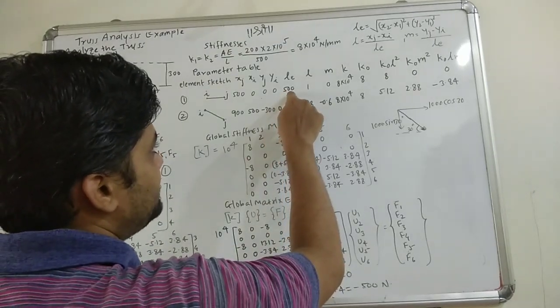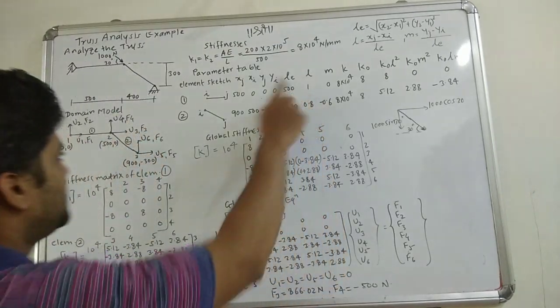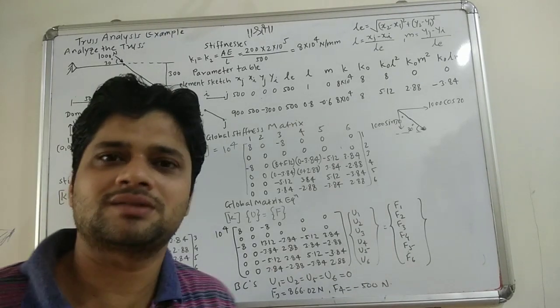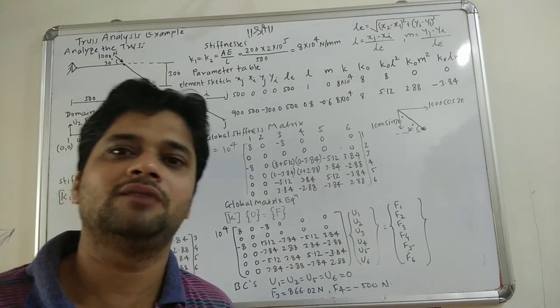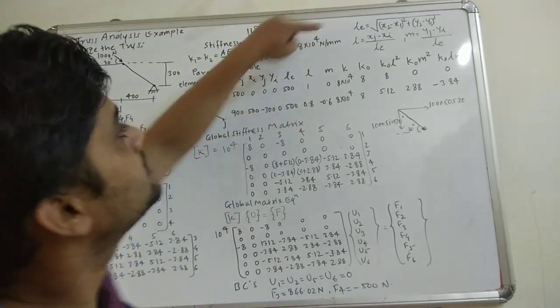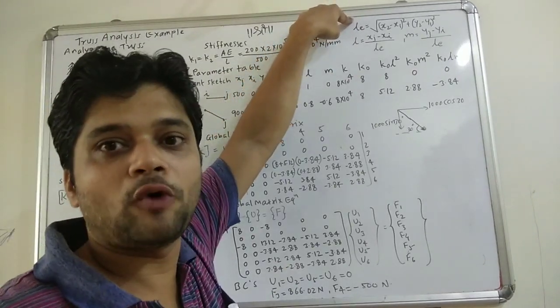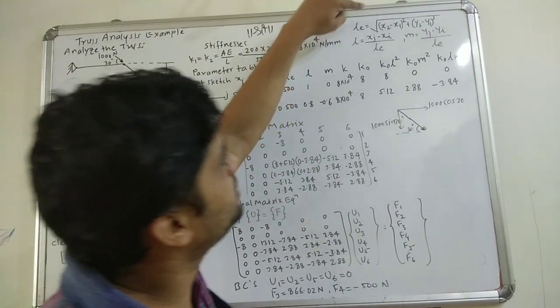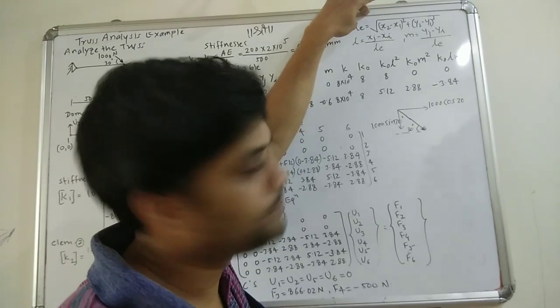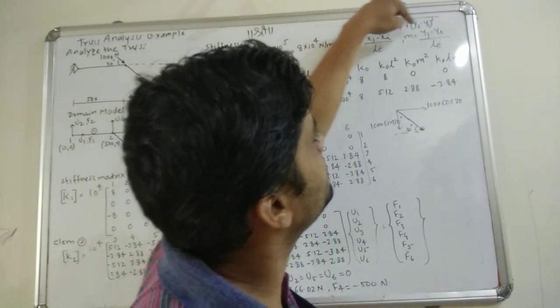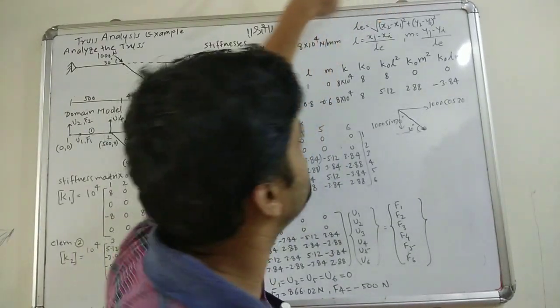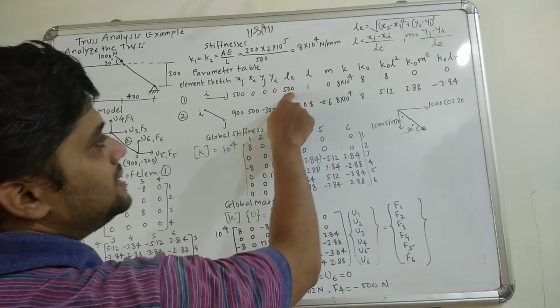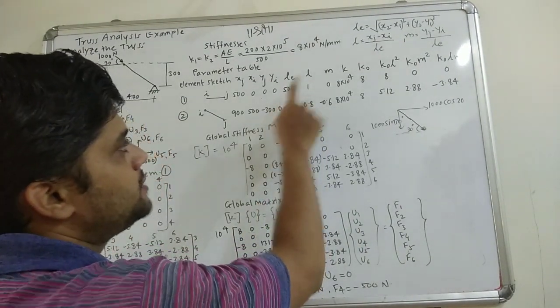Then I will find out the length of the element. If the truss members are at inclined positions and the coordinates are given, then you can use the length formula to identify the length of the element, which is the square root of (x2 minus x1) the whole squared plus (y2 minus y1) the whole squared. That length we have already identified, which is 500 millimeters.